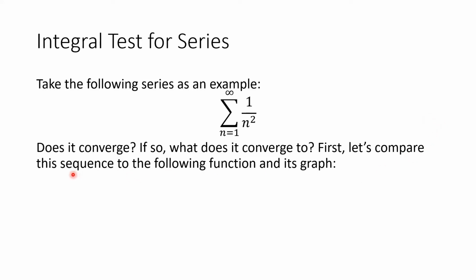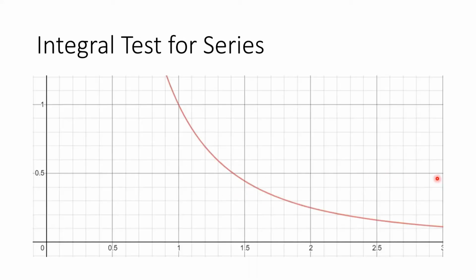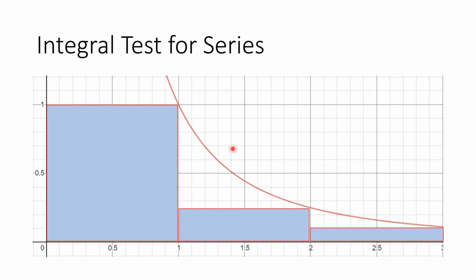First, let's compare the sequence to the following function and its graph. You could say this is the corresponding function, since instead of being a discrete function that only takes in natural numbers, this takes in all real numbers except for 0. So this is the graph for the function f of x equals 1 over x squared. Let's draw in some boxes. Now this probably looks pretty familiar from back when you first learned about integration, specifically the area under a curve. If you notice, this is actually a left-handed Riemann sum of the area under this curve.